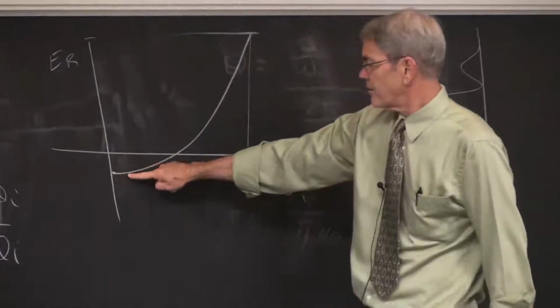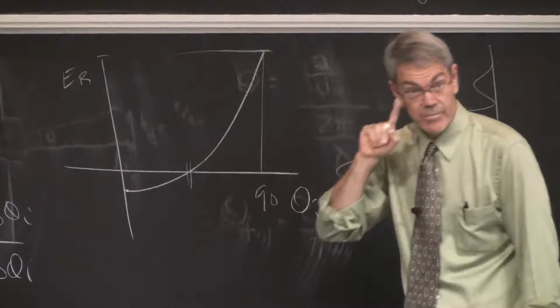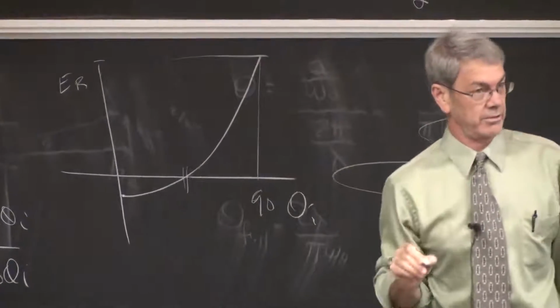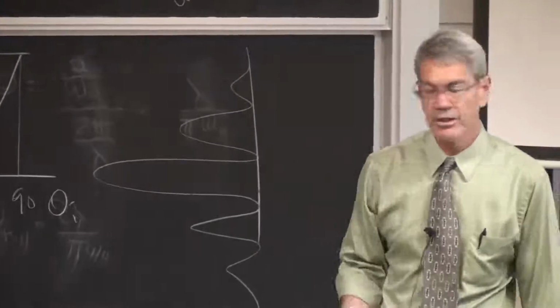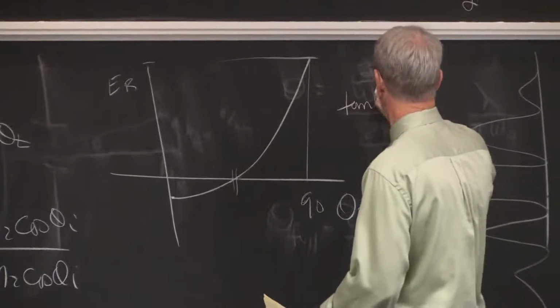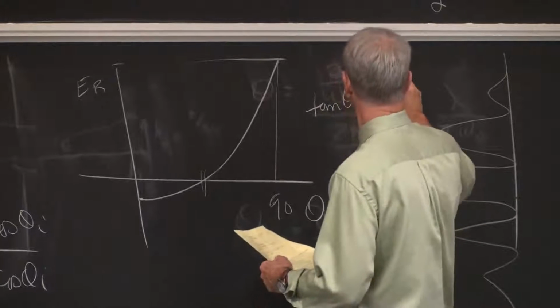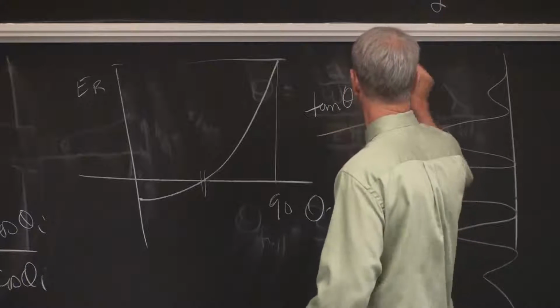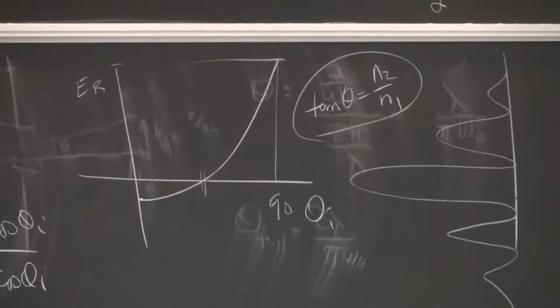It flips sign. It starts as a negative and then goes up like that. And there's a point where it crosses the 0. And there's no reflection. So there's one particular angle where there's no reflection off the surface. And that happens at the point where the tangent of theta equals n2 over n1. That's called the Brewster angle.